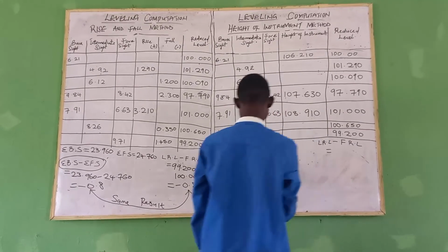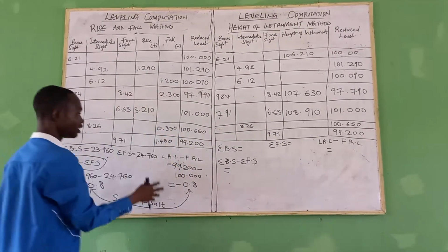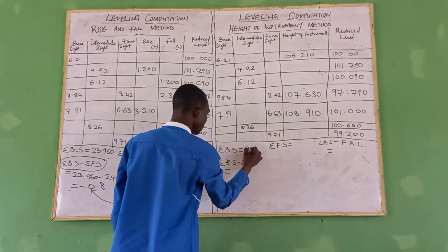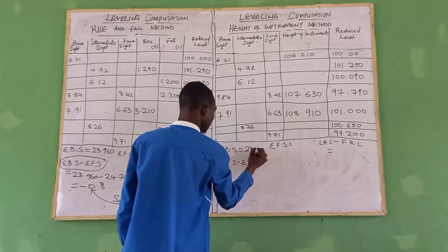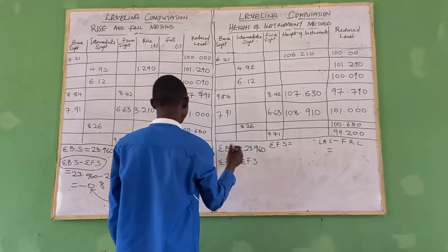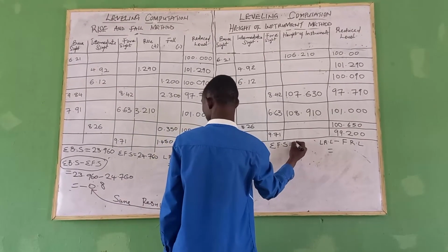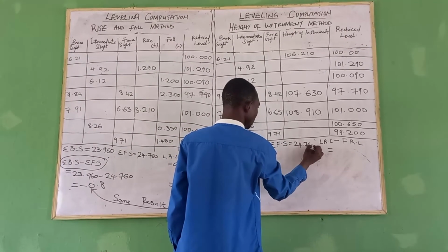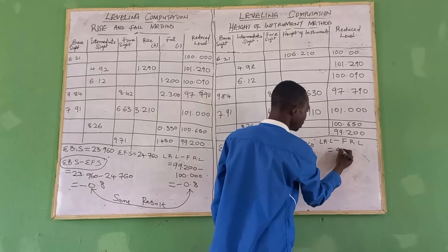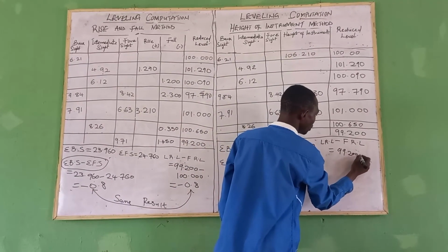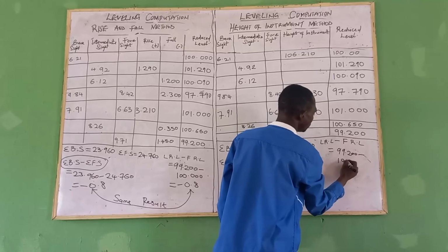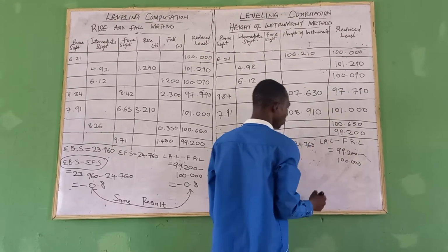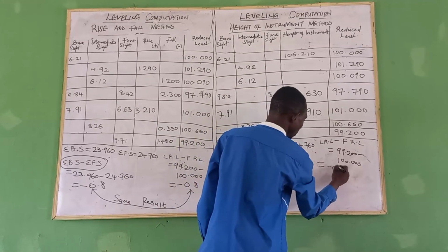Now we have the formula, just like the formula I used here the other time. Summation of all back sides, what do we have? 23.960. Summation of all fore sides, we have 24.760. And then the last reduced level, which is 99.200, subtract from 100.000, which is equal to minus 0.8.